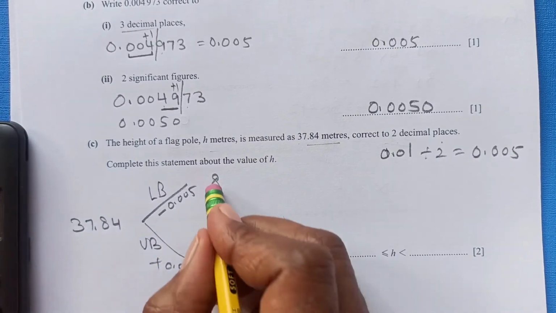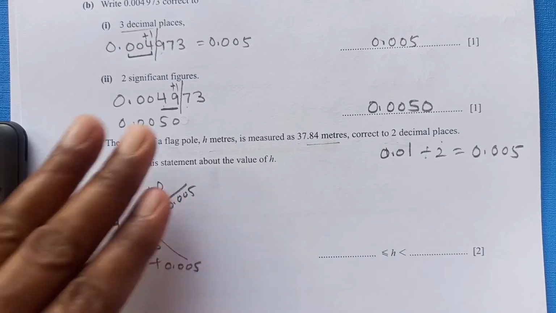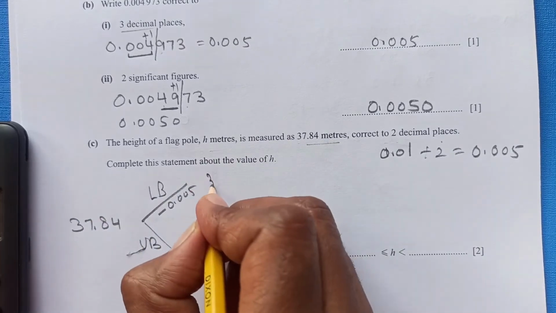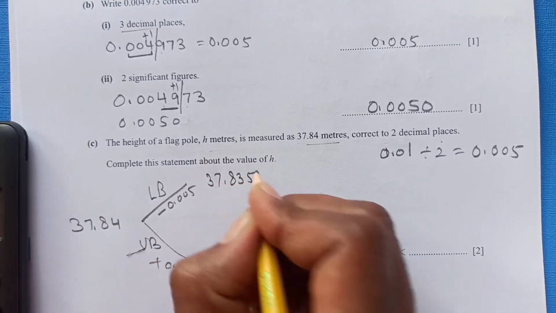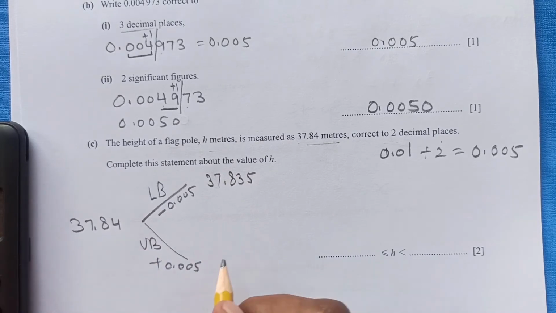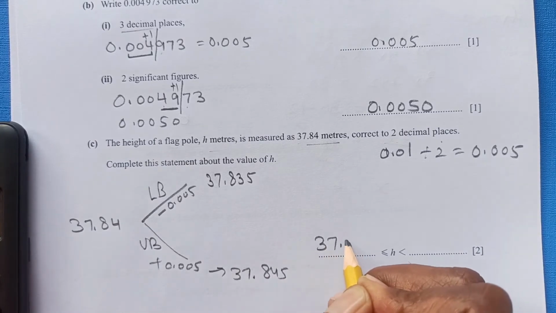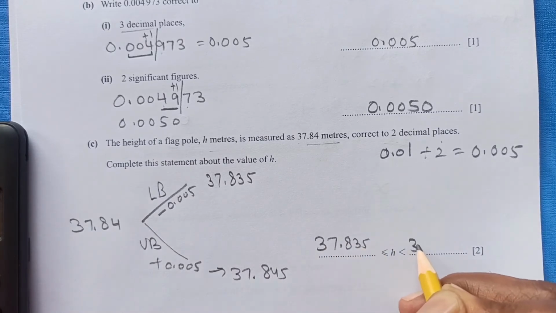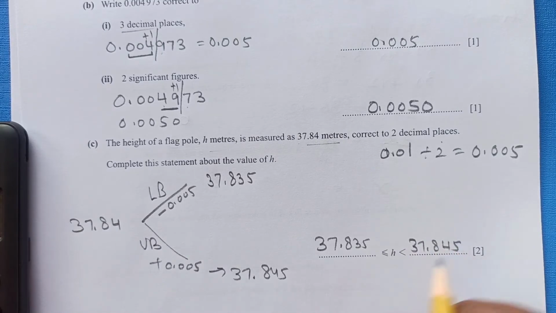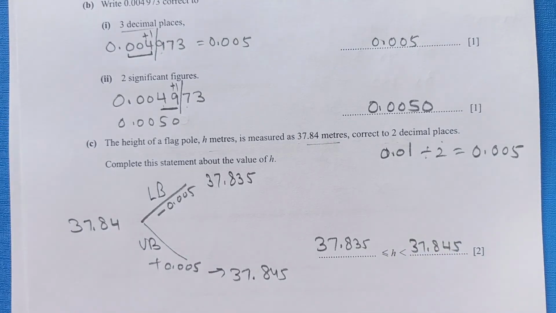Sorry, 37.835, and when you add here, this is 37.845. So this is 37.835 and 37.845. So that's it for this question.